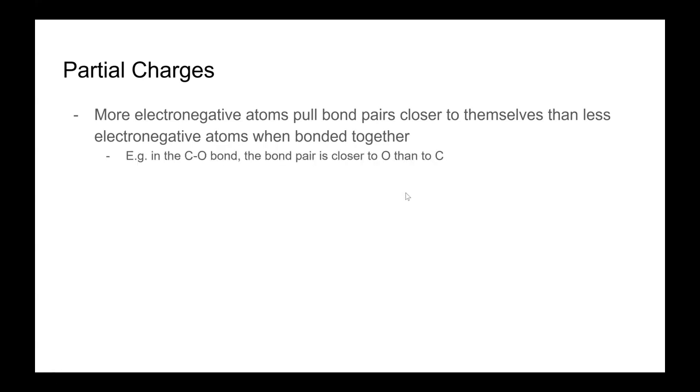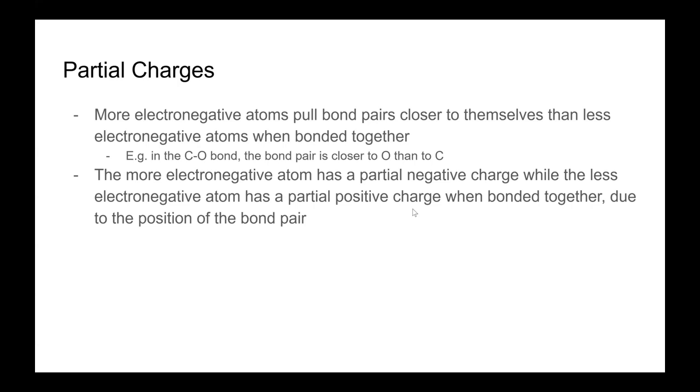So, for example, in a CO single bond, the bond pair is closer to O than to carbon. Of course, here we are thinking in a very localized model, but if it helps you, then by all means, think of the bond pair as being closer to O than to C. And that is why the more electronegative atom here, oxygen, will have a partial negative charge, while the less electronegative atom has a partial positive charge when the O and the C are bonded together, due to the so-called position of the bond pair.